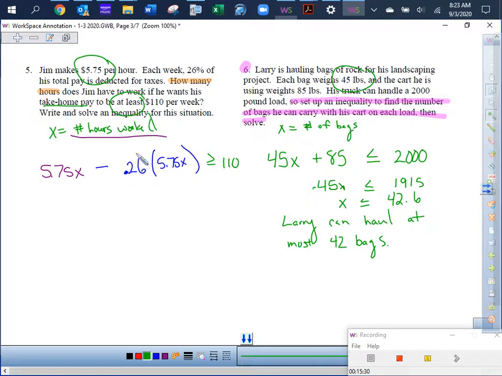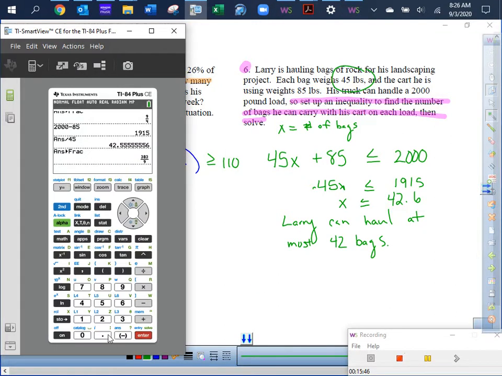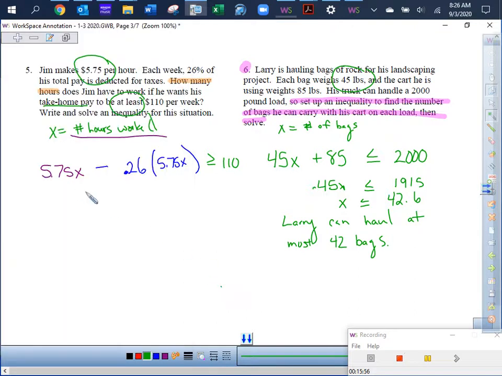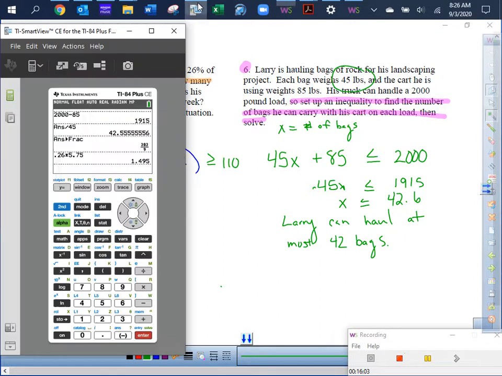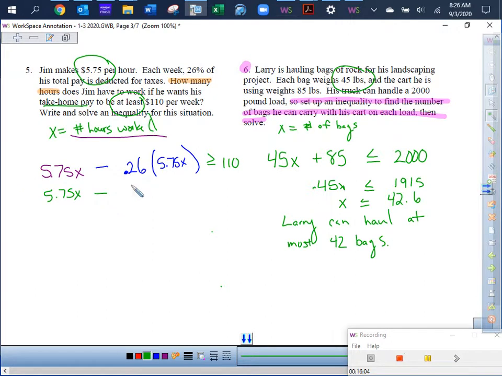So what we got to do is do a little multiplying of the 0.26 times 575. Thank you, calculator. I realize that's 149.5. Don't round it off, because the government sure isn't going to. So, 149.5, and X greater than or equal to 110. I will let you finish solving this. You can pause the video, give it a try.